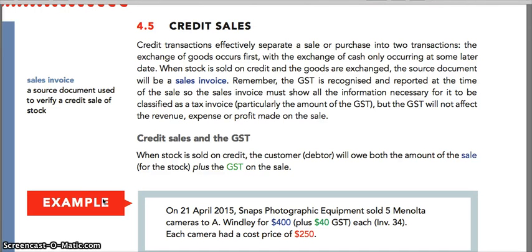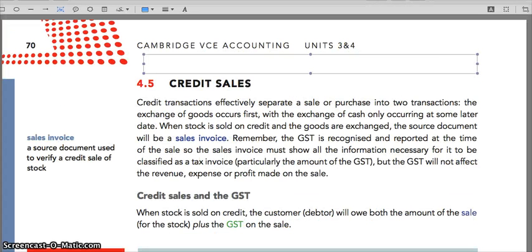Okay, lads, continuing on from where we left off, we're moving on to credit sales and the treatment of GST when we're talking about credit sales. As we know, a credit transaction effectively separates a sale into two transactions. The first is the actual exchange of goods, and the second is essentially only the exchange of cash at some later date.